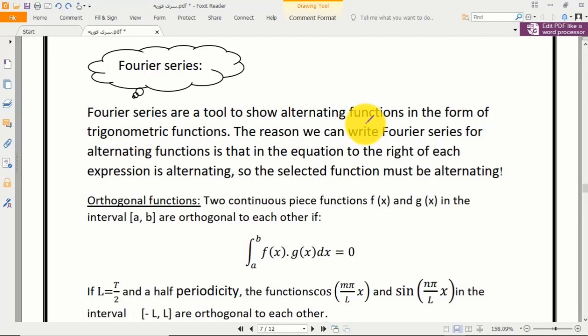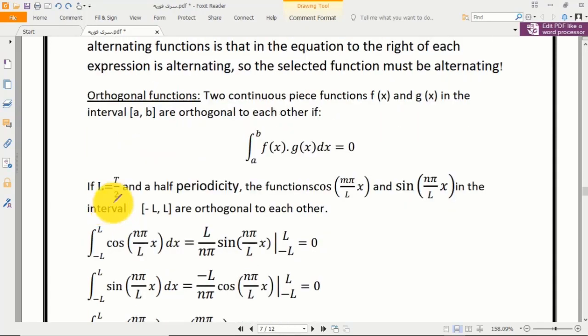Initially, let's have a look at orthogonal functions. We assume that both f of x and g of x are piecewise functions, currently defined from a to b. And if the integral of the multiplication of f of x and g of x from a to b is equal to 0, we will conclude that these two functions are orthogonal.